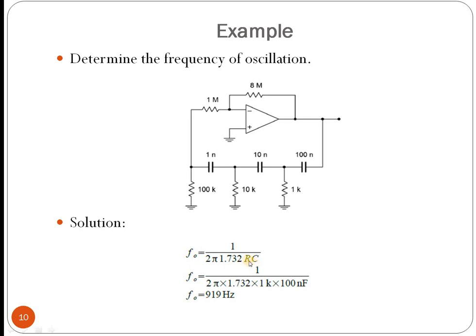For this RC, I said previously that we can take any branch, any stage. If we would like to take the first one, 100 nanofarad and 1k, that is taken here. We can also take the second stage, 10 nanofarad and 10k, or we can take 1 nanofarad and 100k. So any one stage, we can take the value as R and C. If we calculate that, we will get f0 equals 919 hertz.